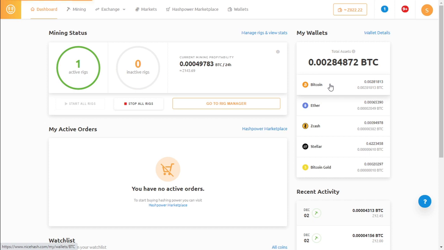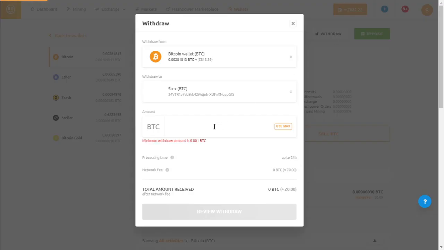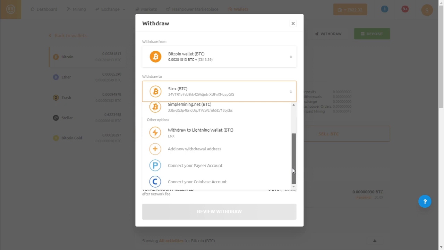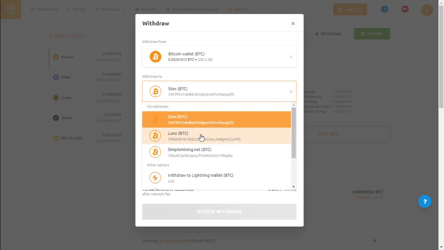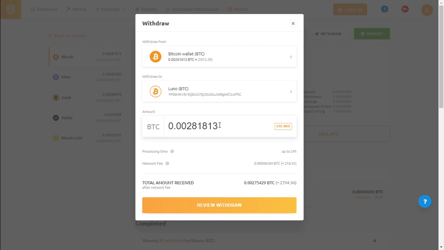select Bitcoin, which is under my wallet, select withdrawal. Okay, and withdraw from, which is your NICEHASH Bitcoin address. If you don't have a Bitcoin address added, we can just select add new withdrawal address. I've already got mine linked. I'm going to send all Bitcoin to my Luno wallet.